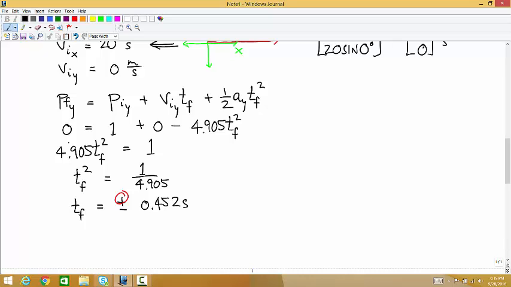So I should say the horizontal and vertical motions don't affect each other. So the fact that this has a horizontal velocity doesn't change how long it takes for the bullet to hit the ground. So this is the time that it would take to drop the ball to the ground, and it's also the time that it takes for the ball to hit the ground if you shoot it out horizontally.